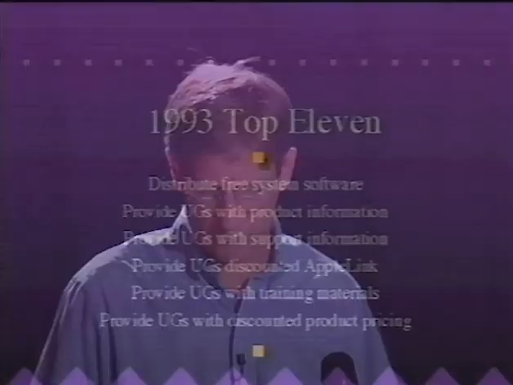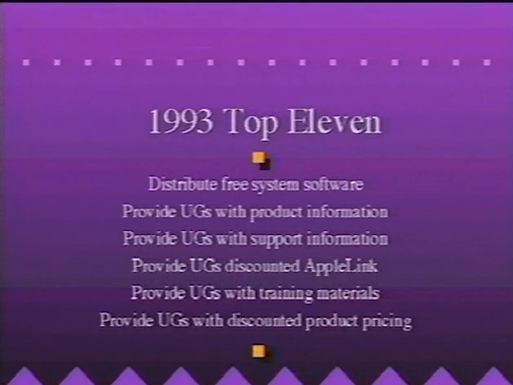I've always had this thing about top 10 lists. Last year I told the council, there's nothing magic about 10. You know, maybe you only have 9 issues, maybe you got 15. Well, it turns out there were 11 this year. And this is in the order that you all ranked these issues on your disk-based survey, how the issues came out. Top of the list again, distribute free system software. And then some providing information to user groups, providing discounted access to our mail system, providing training materials, and discounted product pricing. That's 6 of the top 11.